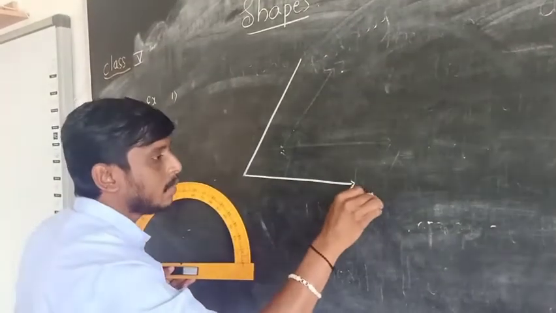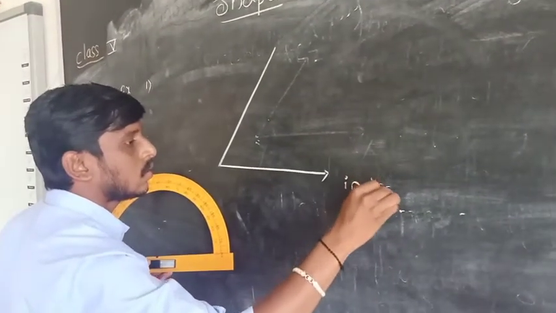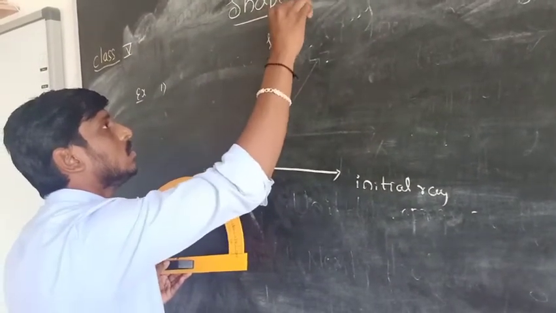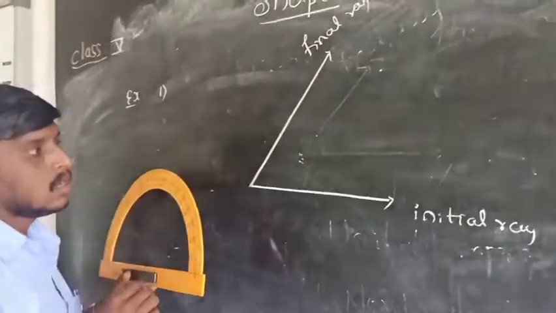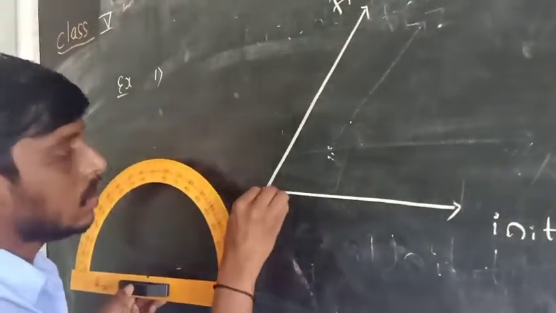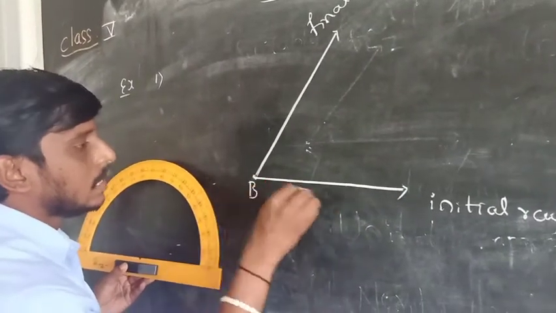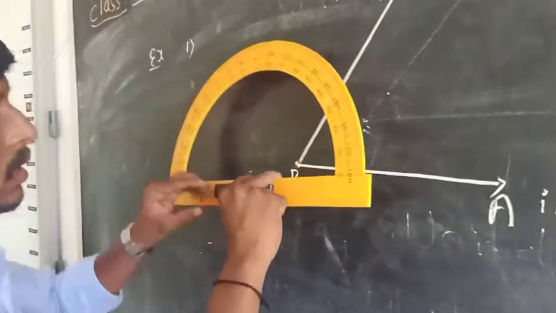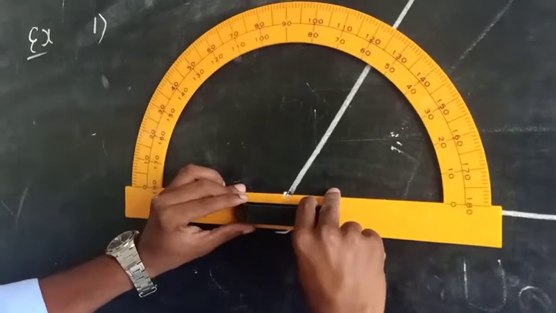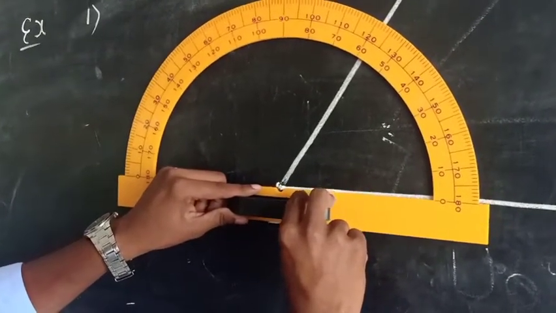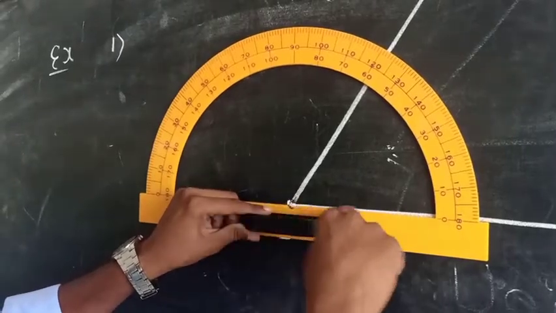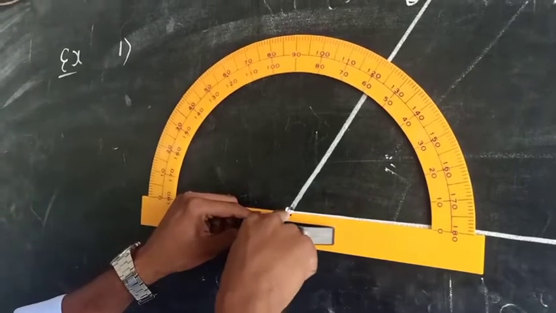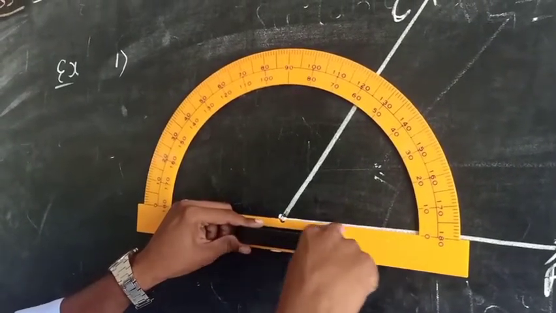So this is the initial ray and this is the final ray. Okay. So how to measure how much angle it is? With the help of this protractor we can find out. Here this is vertex B, this is A, and this is C. First you keep the protractor on the vertex B, so that this initial ray and the baseline of the protractor overlap together. Okay. This initial ray and the baseline of this protractor both lie on the same line.